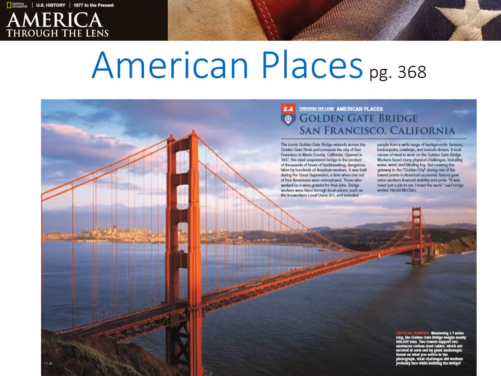American Places is another special feature lesson that focuses on the important places of history. There are 4 of these throughout the book, and the locations can be found in the National Geographic Features Table of Contents.